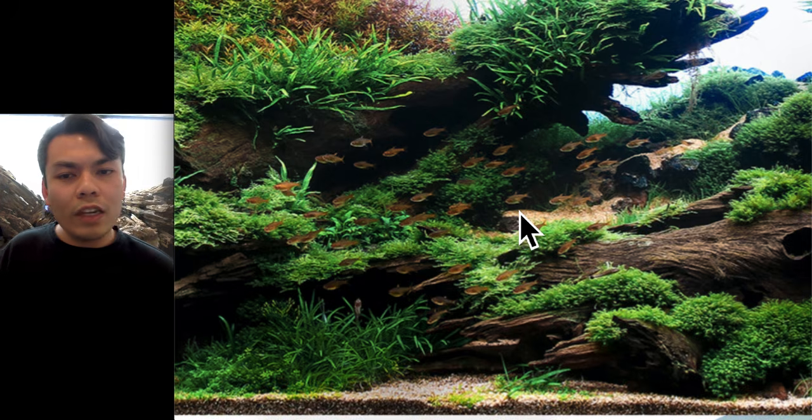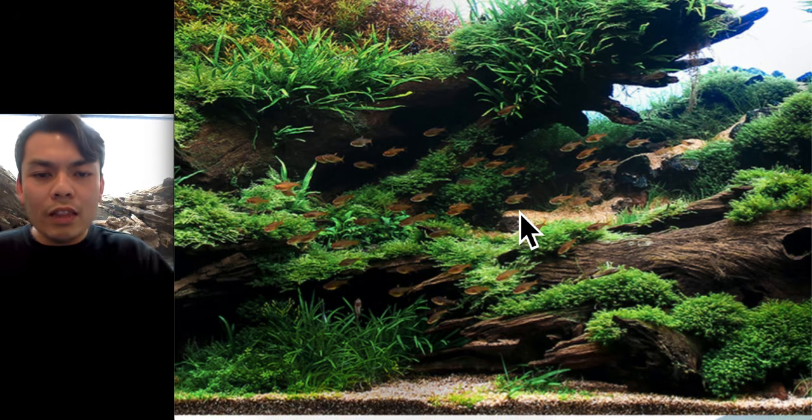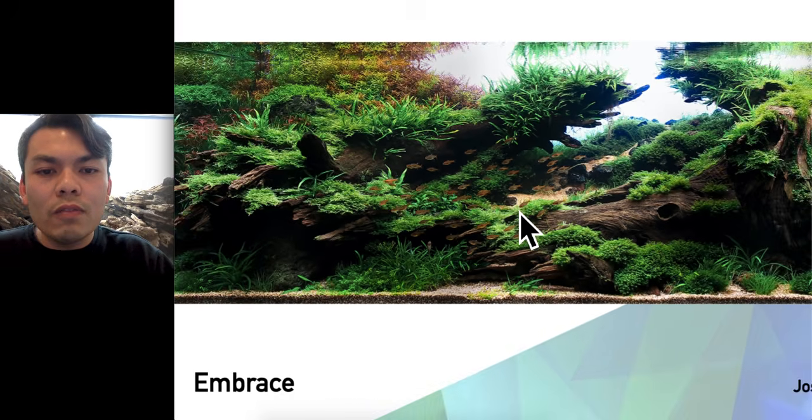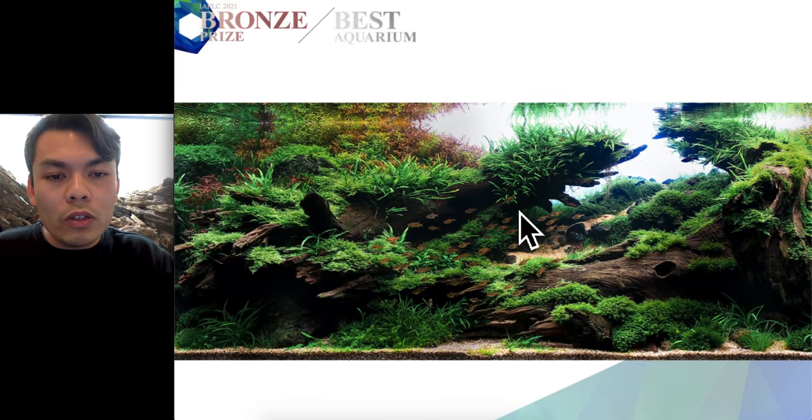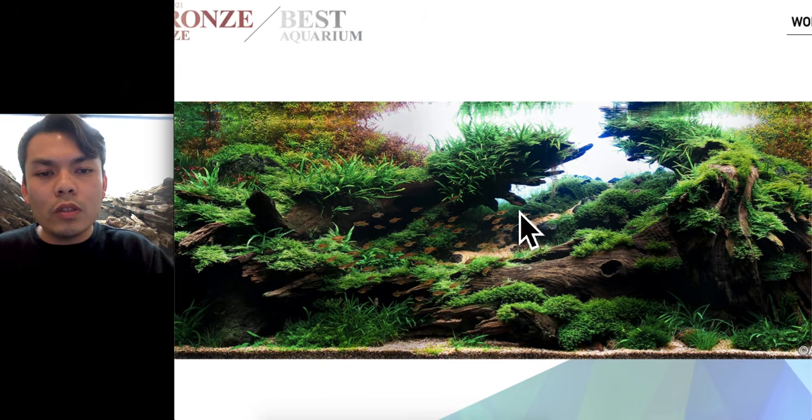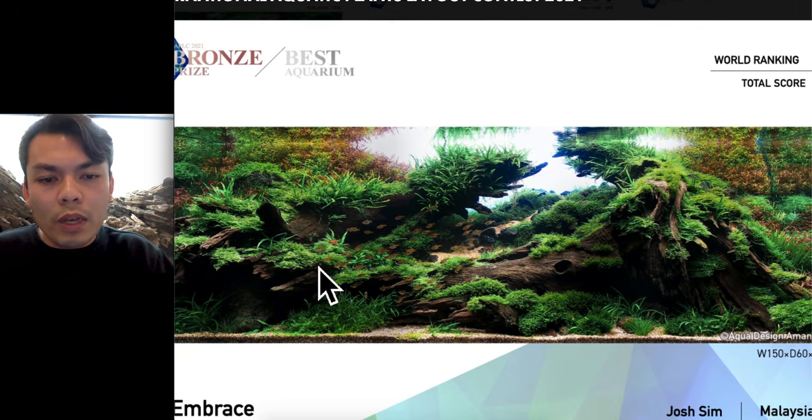People are gravitating to more smaller fish in this year's competition, and I think that's something that is very reminiscent of what Amano used to do in his aquascapes, was to add in smaller fish to emphasize the scale of the entire space.